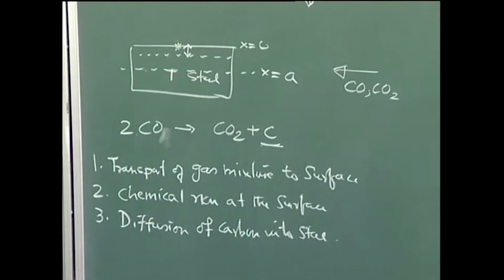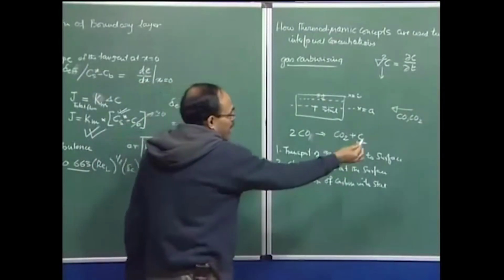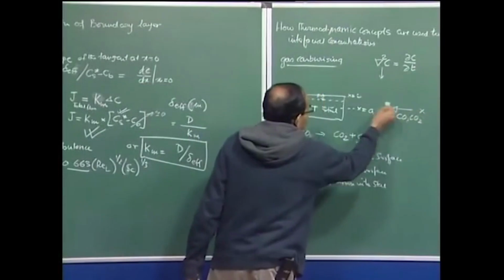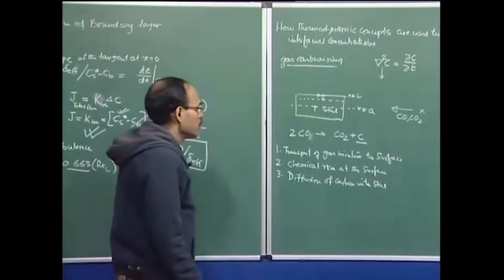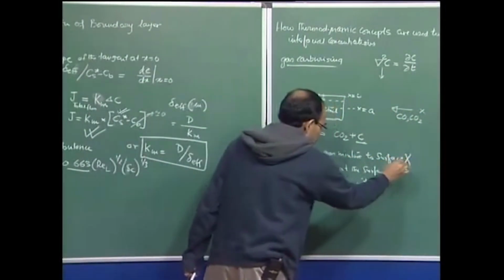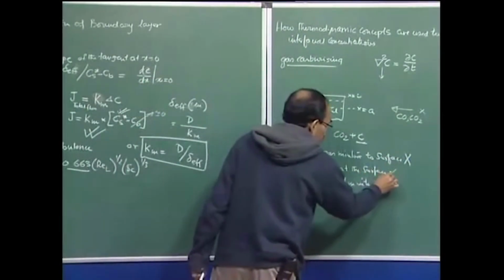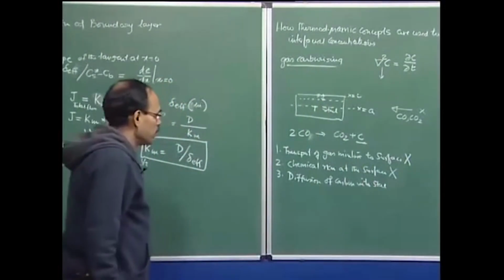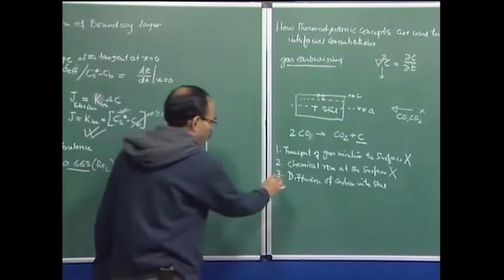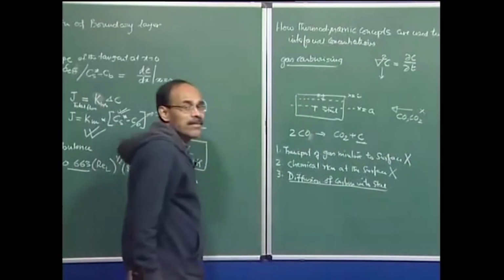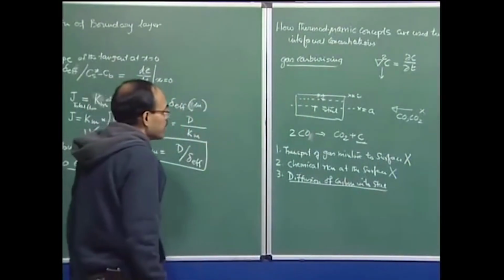So, therefore, I can now make an assumption to say that look, the gas whatever I inject here reaches immediately here. So, this is not the rate limiting step. Similarly, this is a high temperature process. So, I can say the chemical reaction is not rate limiting, it is the diffusion of carbon that determines the rate of growth of the case depth.